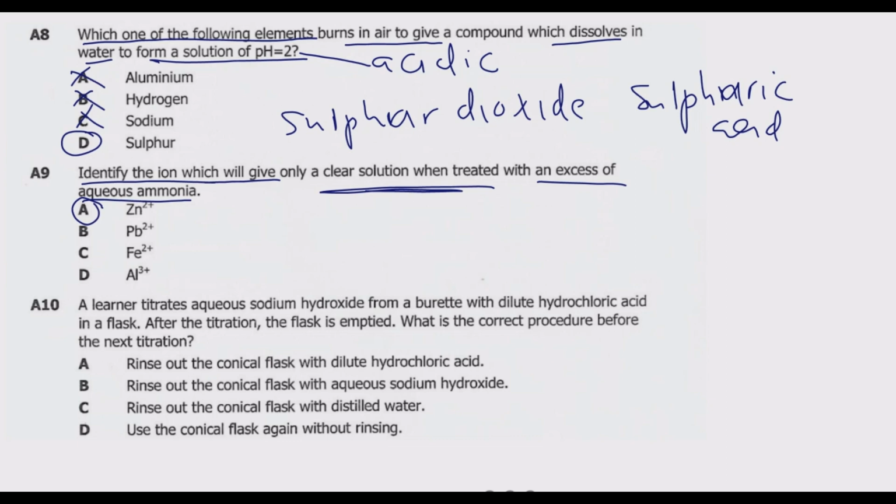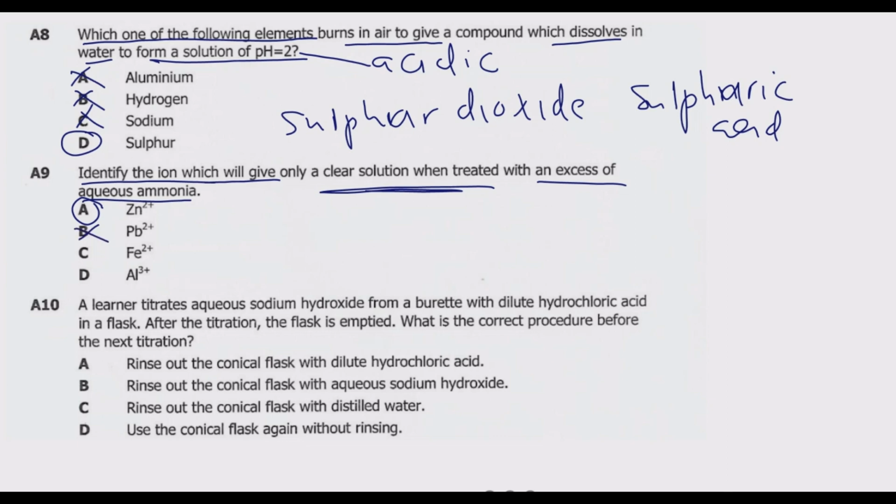If you look at lead, it will form a white precipitate under normal conditions. Even if we use excess, the precipitate will still be insoluble in these solutions. So this one is out.